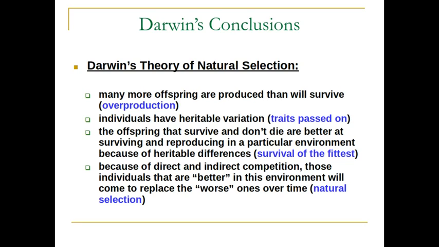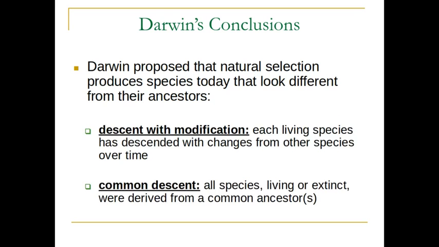Because of the direct and indirect competition that occurs in an environment, those individuals that are better equipped to survive will breed, make more babies, and repopulate. Darwin proposed that natural selection makes organisms look different than their ancestors. This is called descent with modification. So, descent, meaning your descendants, your offspring, will have the modifications that you possess. And there is going to be a common descent of all species from a common ancestor.